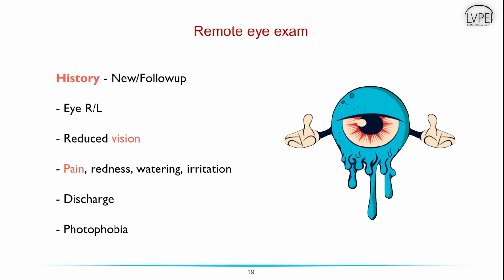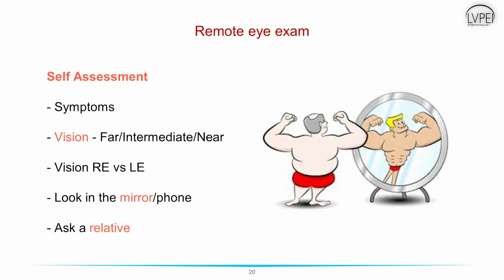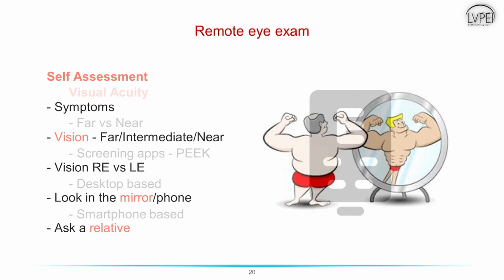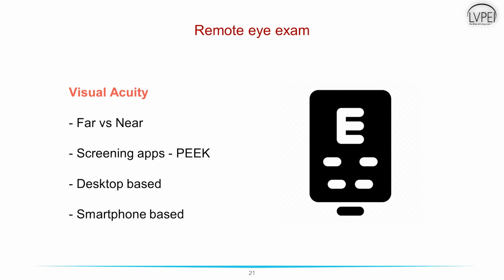Self-assessment by patients before seeking remote eye exams is important. They should note down symptoms, check the quality of vision by comparing the eyes, or looking at oneself in the mirror and phone, or seeking the help of a relative or caregiver. A variety of useful screening applications, based on the desktop or smartphone, are available for estimating distance or near vision that may be used by a patient or caregiver. An example of this is the Peak Acuity application.